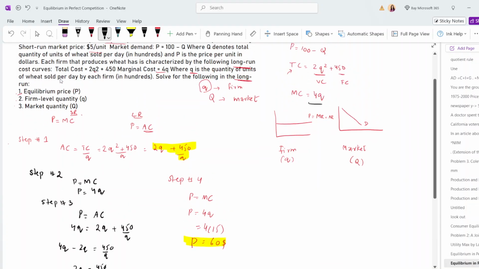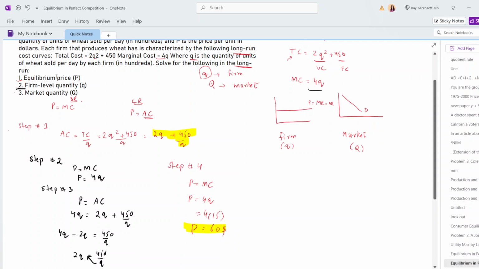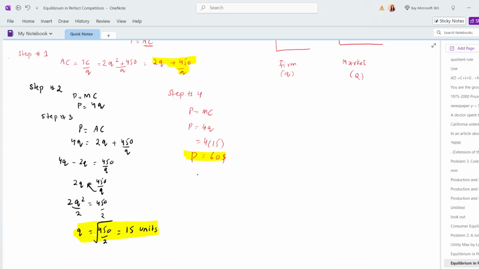Second one is, what is the firm level quantity? We already have calculated firm level quantity, which is 15 units. So for question 2, you can just straight out say that 15 units would be produced by each firm in this. Okay. Now let's look at question 3.